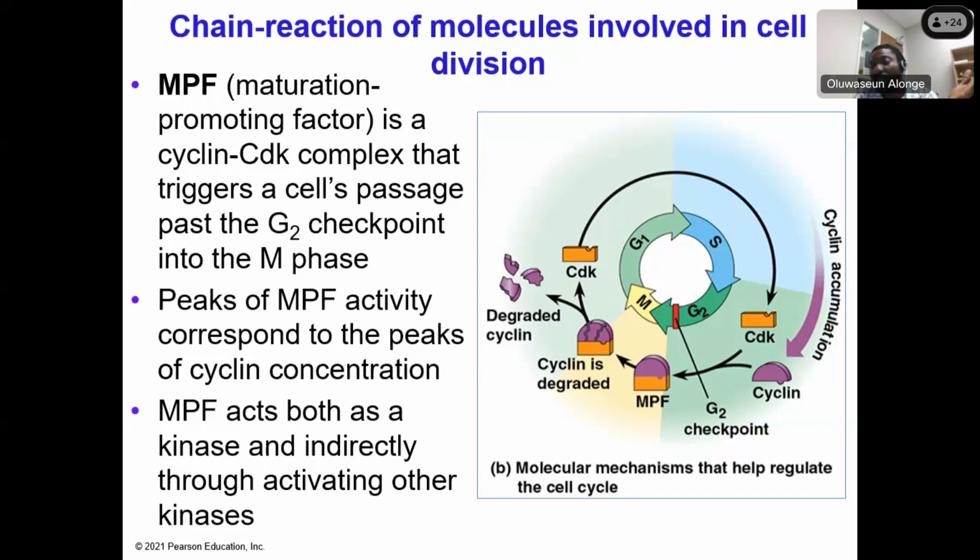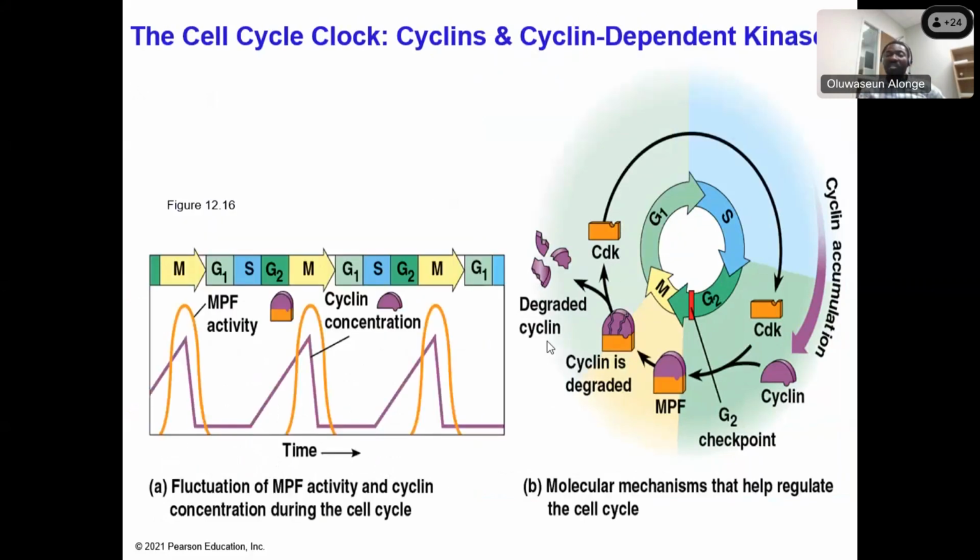So when a cell needs ATP for a protein to do a job, kinases are the ones that give the terminal phosphate of that ATP to the substance so that it can be activated, energized. They phosphorylate, which in turn gives energy. So MPF acts as a kinase, and also indirectly activates other kinases by giving them energy.